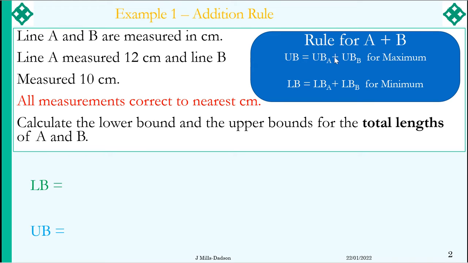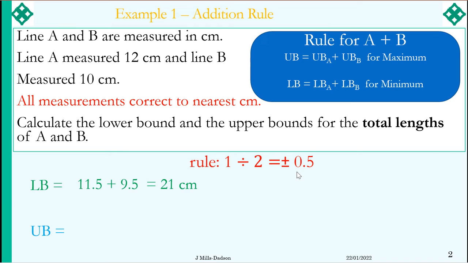Now this is what you need to remember. When adding two numbers, to get the biggest possible answer, you take the upper boundary of each measure. And if you want to get the lower bound, you take the lower boundary of each measure to add. As simple as that. The clue here is nearest 1 centimeter, so 1 divided by 2, that's the rule you're going to use. That's why I said if you haven't watched lesson 1, please go back to watch it. So it's plus or minus 0.5.